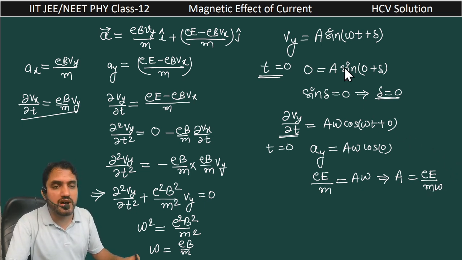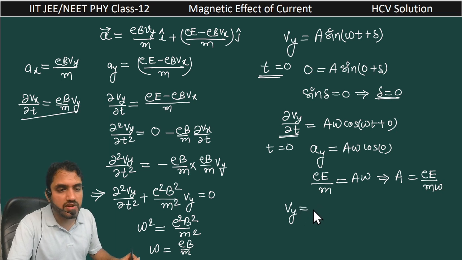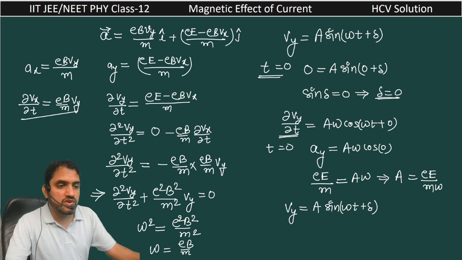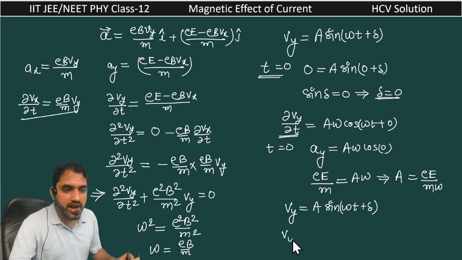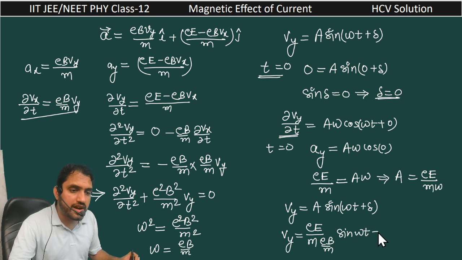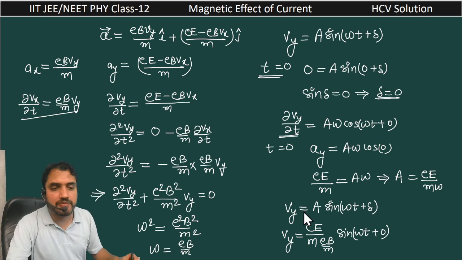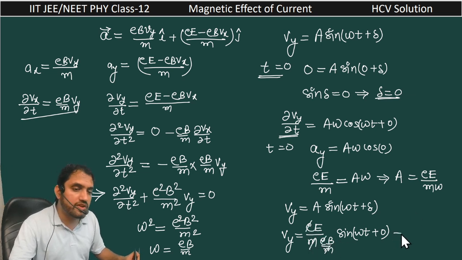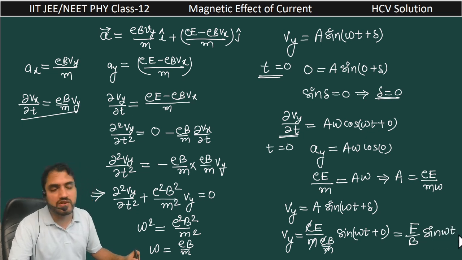Okay. So our velocity in the y direction is equal to A sine(omega t plus delta). Now we have to find Vy, which is equal to A. What is this A? It is eE divided by m into omega. What is omega? It is eB divided by m, into sine omega t, and delta is equal to 0. Already we have solved it. So this small e and m will cancel out, and you will get capital E divided by B into sine omega t. This is our velocity.